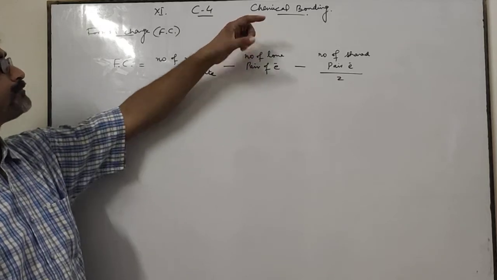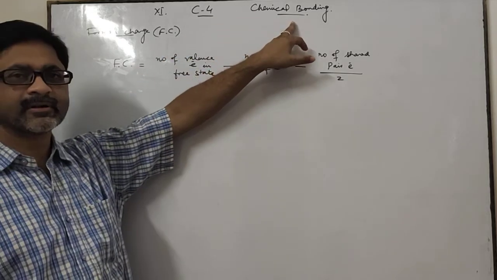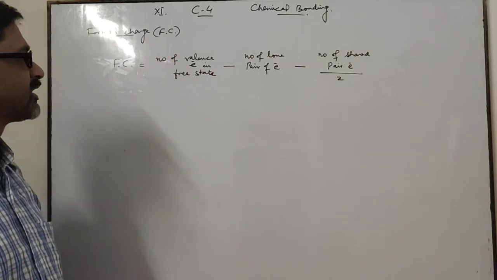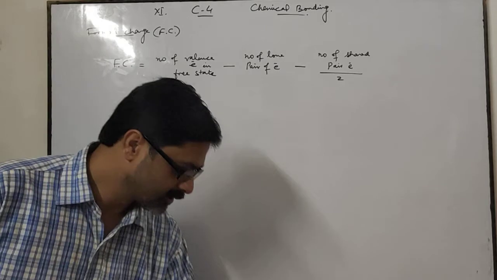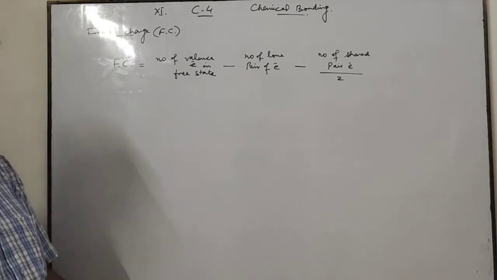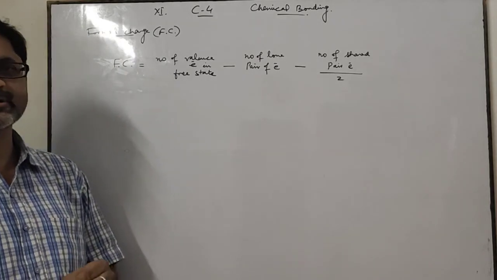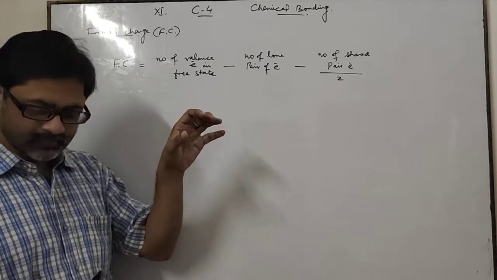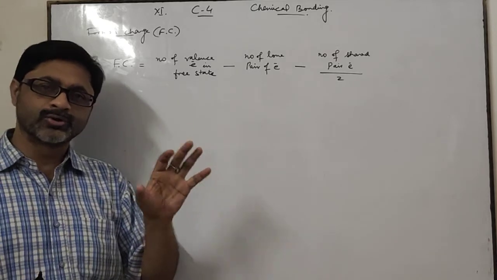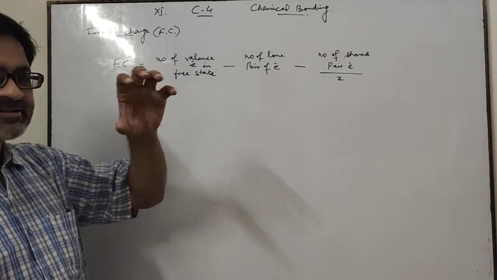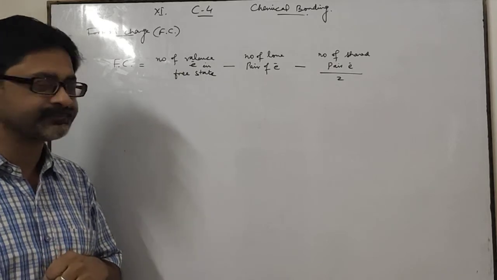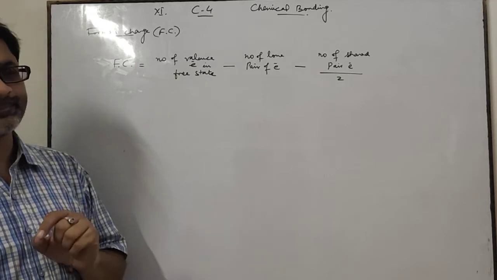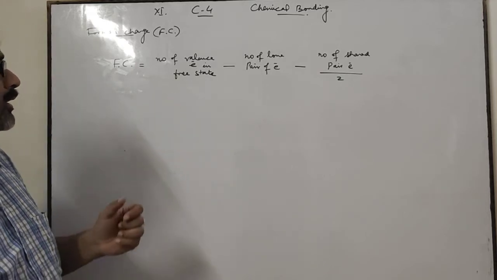I am going to teach you the fourth chapter of chemistry, chemical bonding. In this chapter, I am going to teach you about the formal charge. What is formal charge? Formal charge is the charge on an atom present within the molecule or ion. Within a molecule or ion, the charges are present on various atoms. How do we find the formal charge on any atom within a molecule or ion?